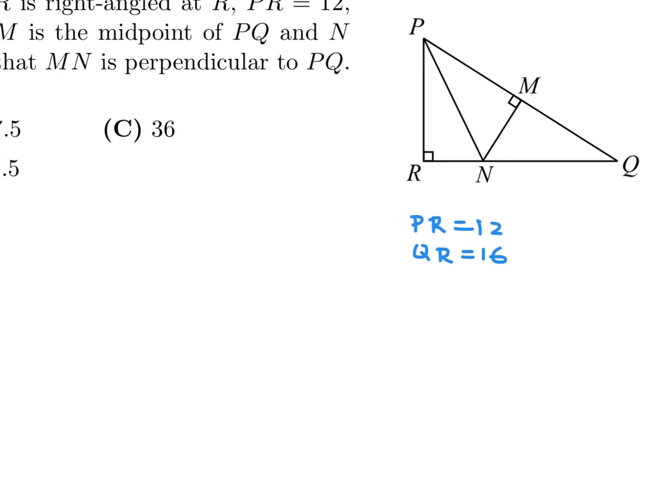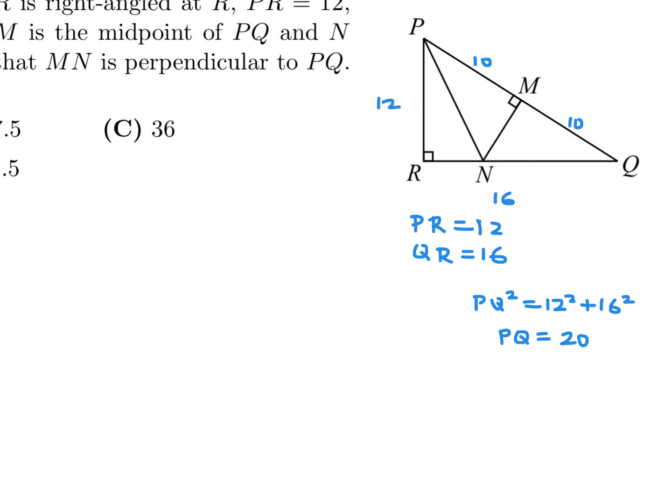So PR is 12. QR, that whole distance, is 16. Okay, so I can immediately figure out PQ using Pythagoras. It's going to be 12 squared plus 16 squared. So when I solve for this, PQ will be 20. Since M is the midpoint, this will be 10 and this will be 10. I think that's about as far as I can go.